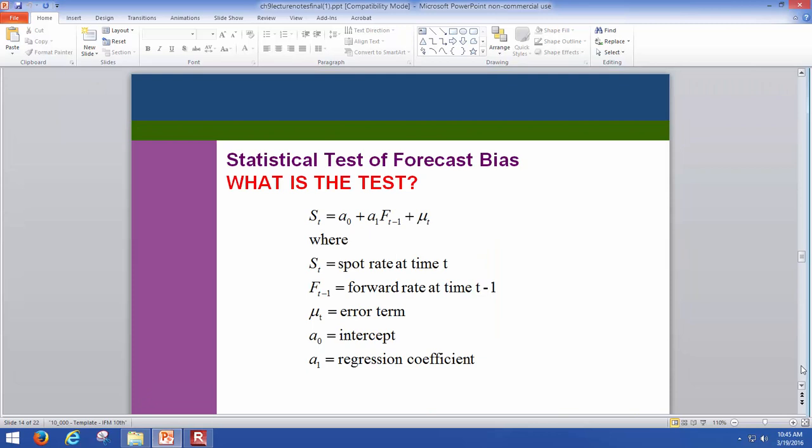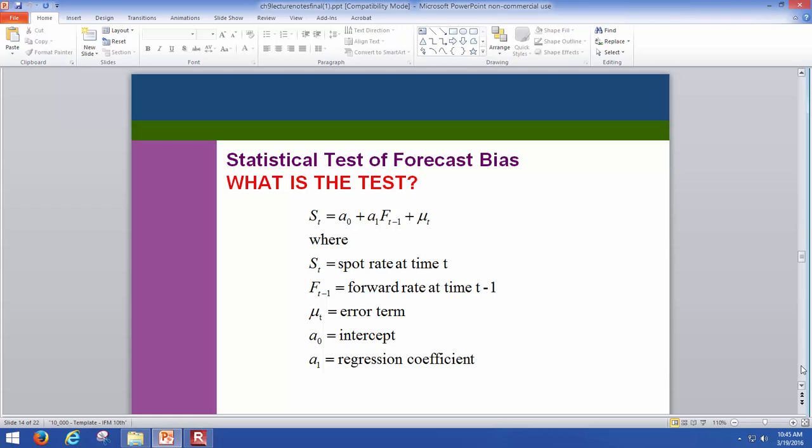So if we want to do some tests, what we are saying here is that the current forward rate is the best predictor of the future spot rate. Now how can we see whether it is good or not? We can basically run a regression where we have the current spot rate and we are looking at how it is related to the forward rate in the previous period.